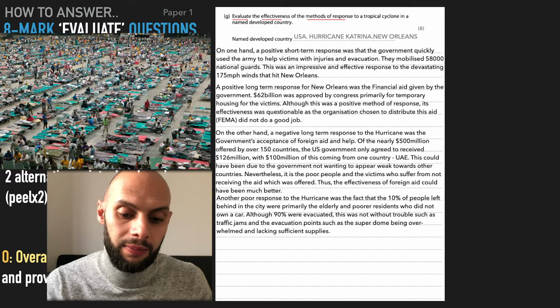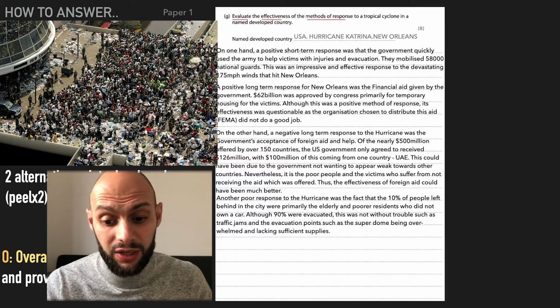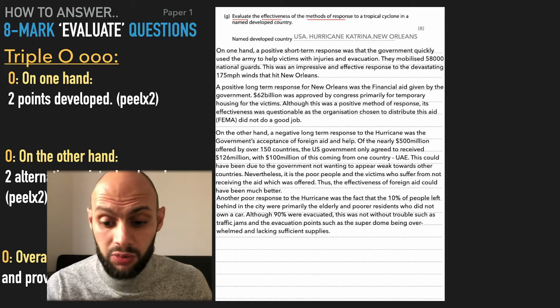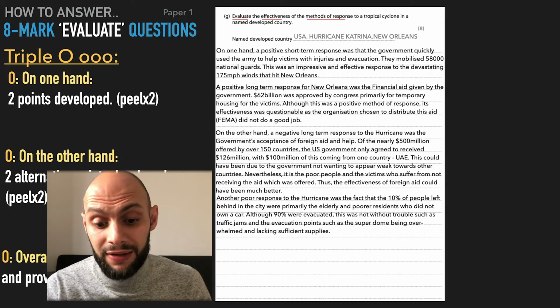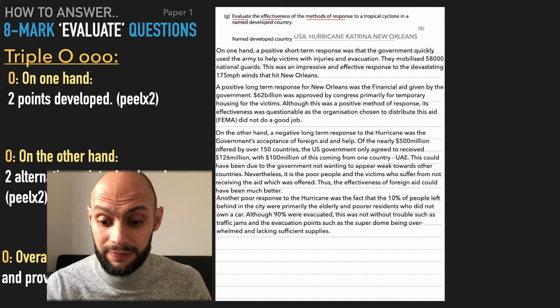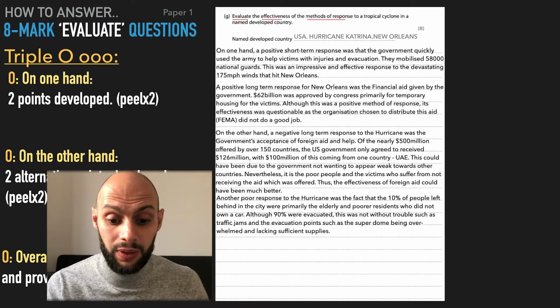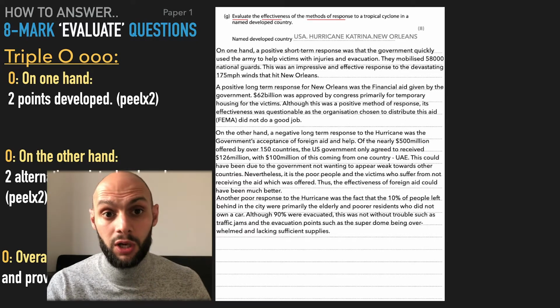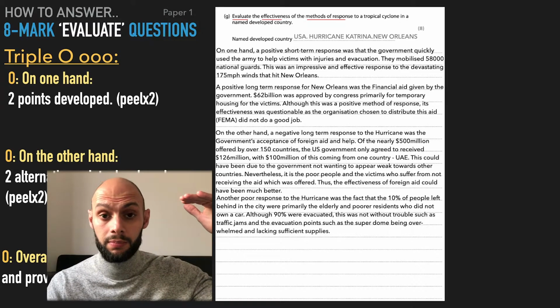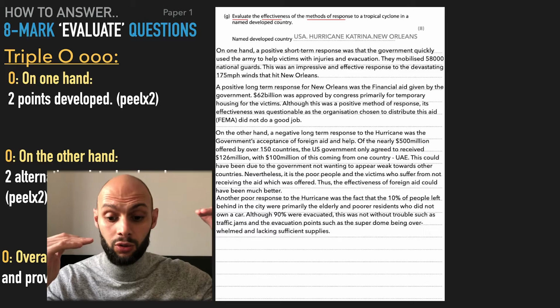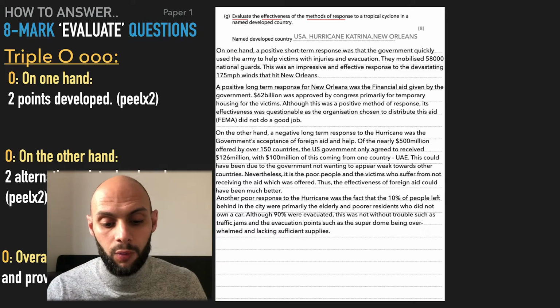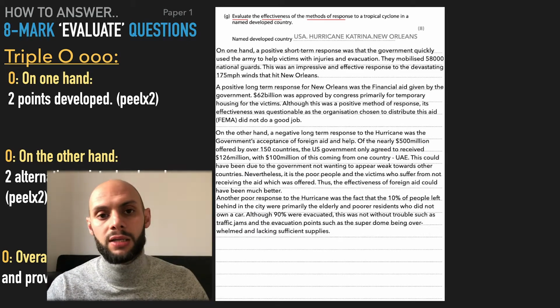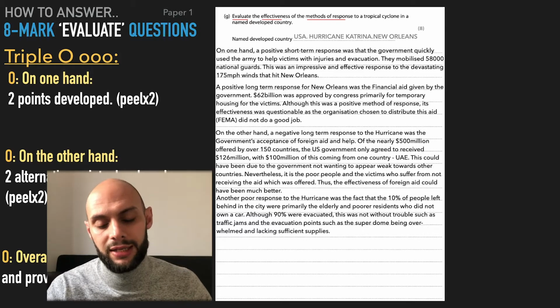So although 90% were evacuated, I'm actually saying that the response was still poor because the 10% who were left were the poor and the elderly. And even those that did evacuate, there were problems such as traffic jams and the evacuation point, the Superdome, which was on high ground, avoiding the floods and the storm. It was completely overwhelmed and it lacked sufficient supplies: food, water, medical care, etc.